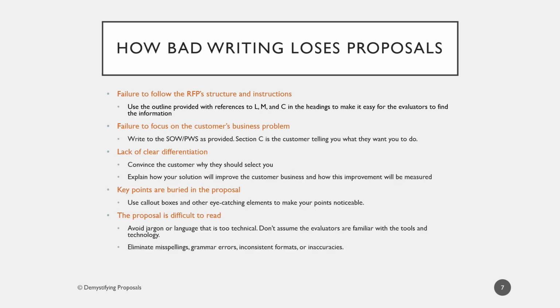Here are some examples of how bad writing loses proposals. A failure to follow the RFP structure and instructions, i.e. compliance, means that you're not using the outline provided with references to M and C and L. It's very important to make it clear to the evaluators where to find the information they're looking for.